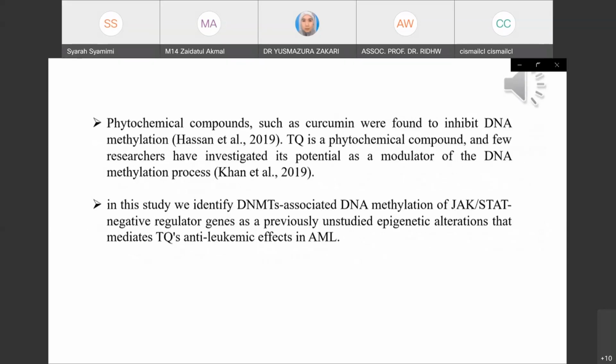Phytochemical compounds such as curcumin were found to inhibit DNA methylation. Thymoquinone is a phytochemical compound, and few researchers have investigated its potential as a modulator of the DNA methylation process. In this study, we identified DNA methyltransferase-associated DNA methylation of the JAK-STAT negative regulator genes as a previously unstudied epigenetic alteration that mediates thymoquinone's anti-leukemic effects in acute myeloid leukemia.